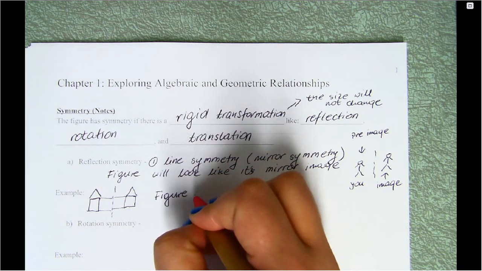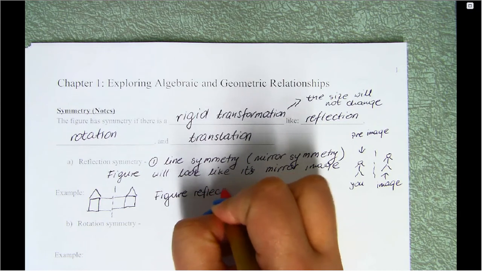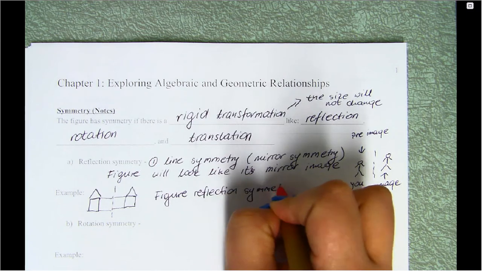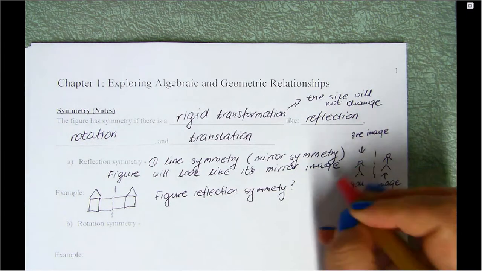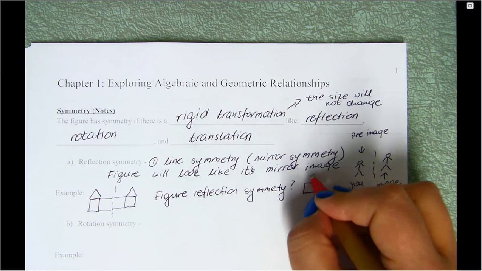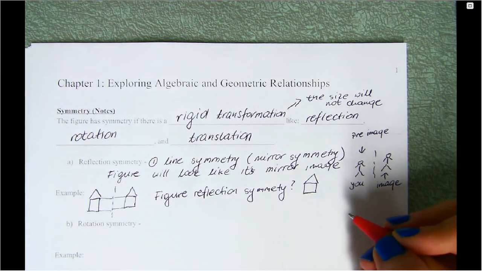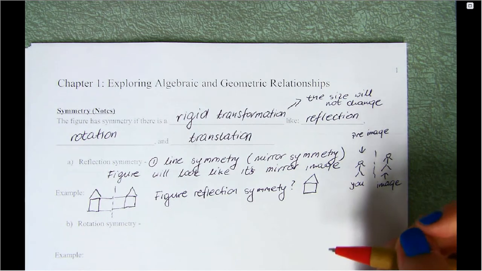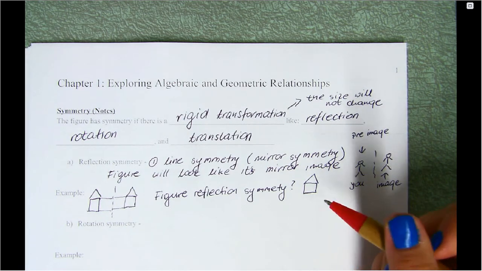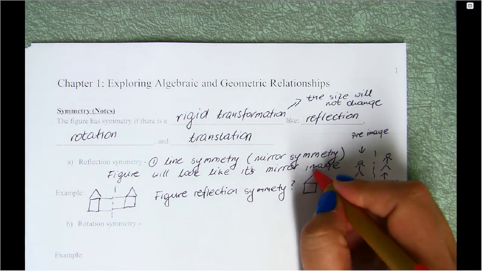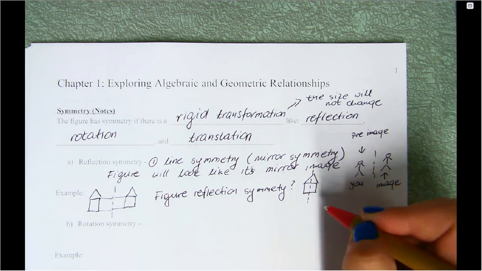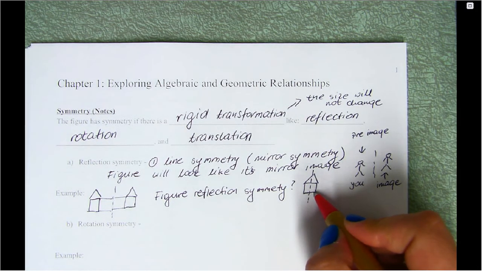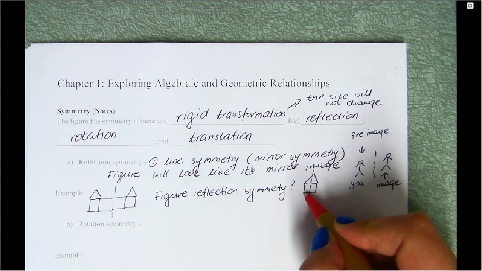Okay, how do I know the figure has a reflection symmetry? Does it have reflection symmetry? Well, if I take any figure, I'm going to take the little house that I drew there, and I'm going to draw any line that I can to check if I can find a line of symmetry. So, for example, if I draw the line right here in the middle, and I will fold this picture along this line, the one side will cover the other side.